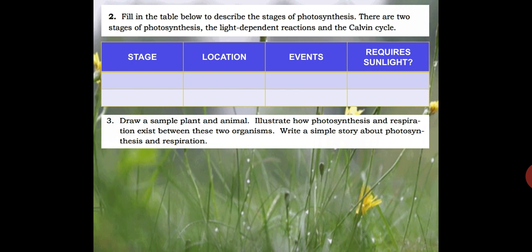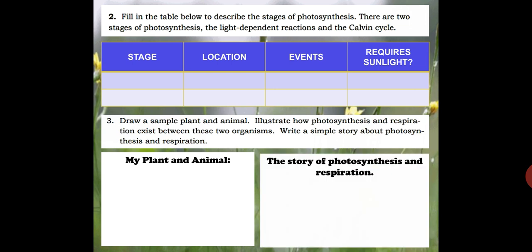Next, number 3, draw a sample plant and animal. Illustrate how photosynthesis and respiration exist between these 2 organisms. Write a simple story about photosynthesis and respiration. So, there are 2 parts wherein you need to describe and illustrate your plant and animal. And then, in the next part, you're going to tell the story of photosynthesis and respiration based on your answer on number 1 about your plant and animal.